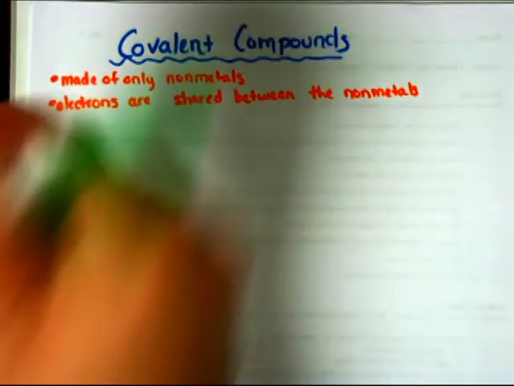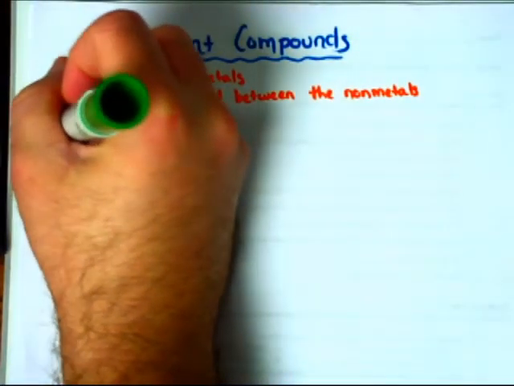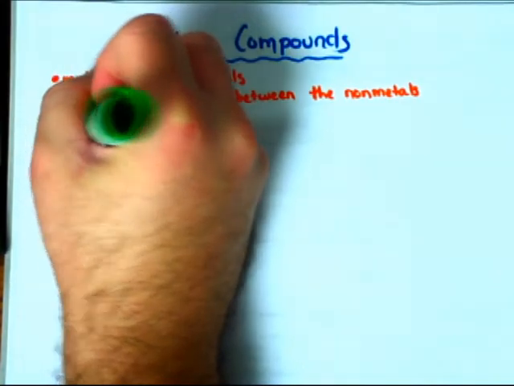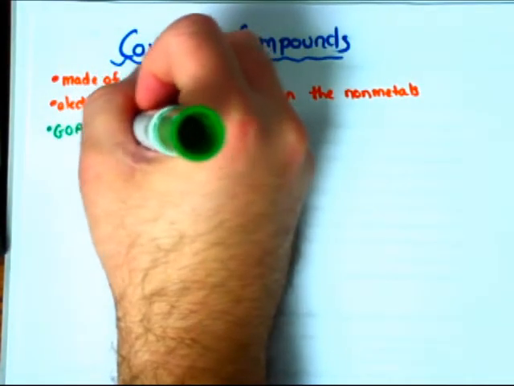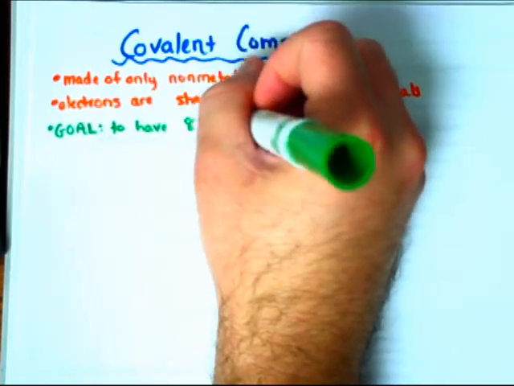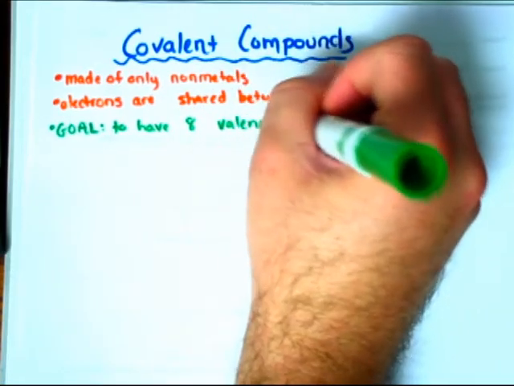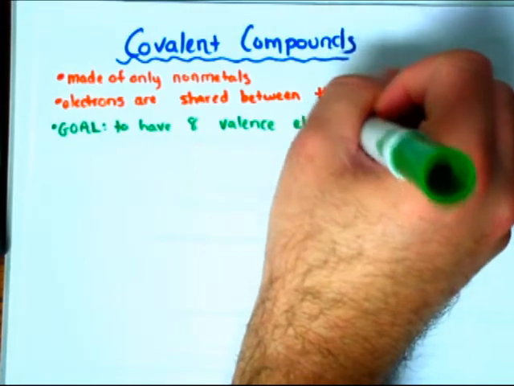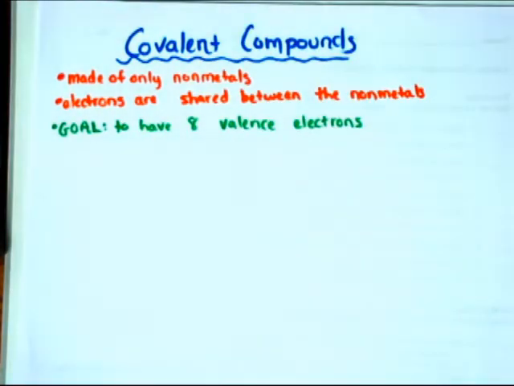Okay, so the overall goal is still to have 8 valence electrons. That's still our goal.